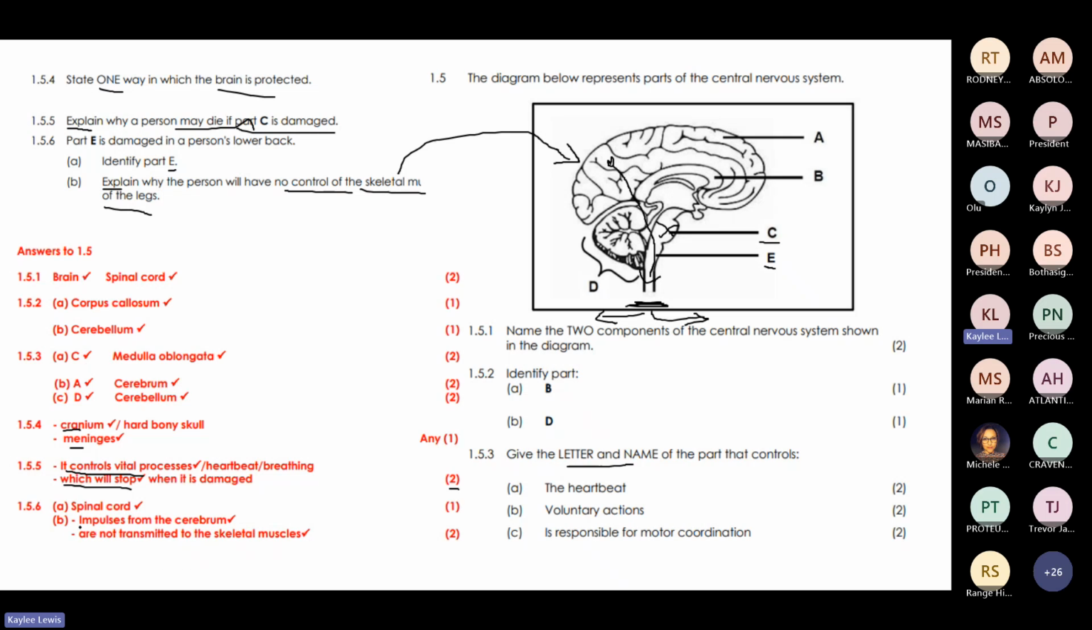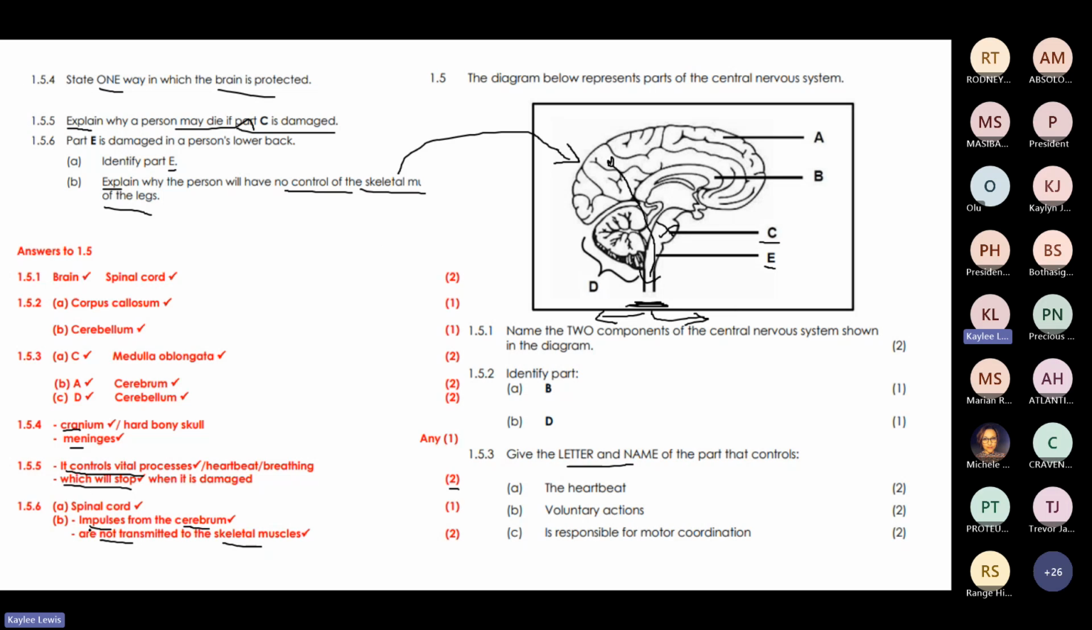So you're going to get 1 mark for saying impulses from the cerebrum. You see, they've specified what part of the brain will not be transmitted to the skeletal muscles. So in other words, your brain, the cerebrum, is interpreting it, and the impulse goes down, but it will stop at the point where it's damaged, and it cannot reach the skeletal muscles.